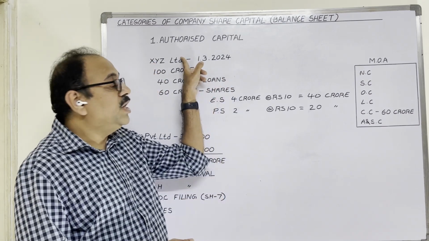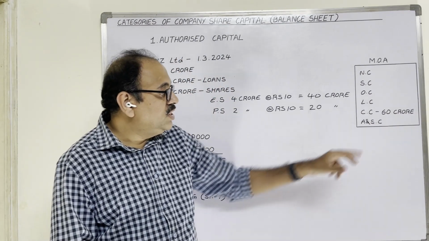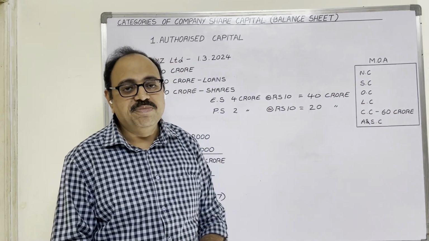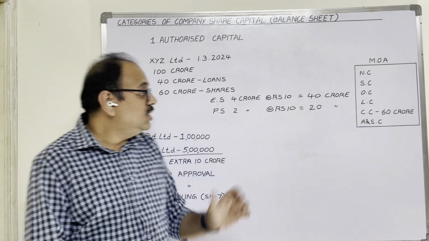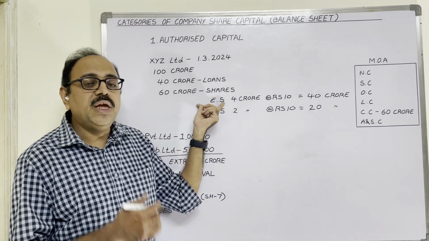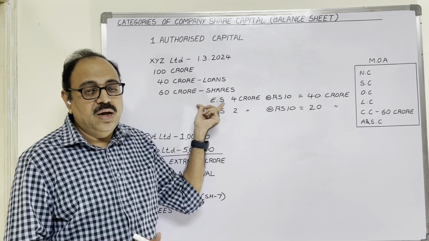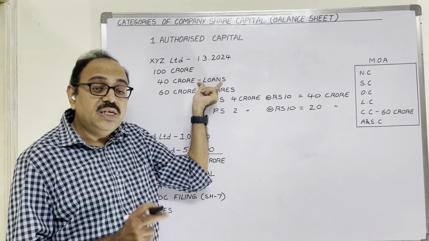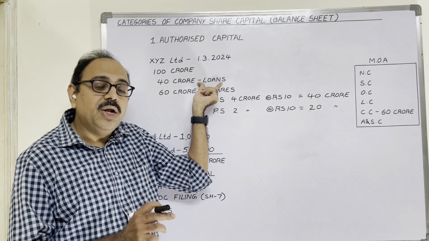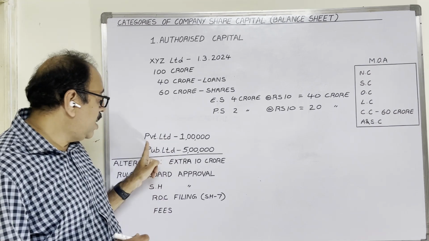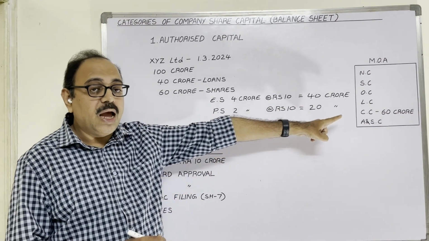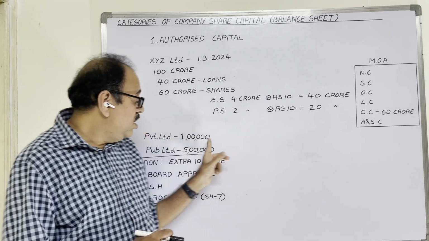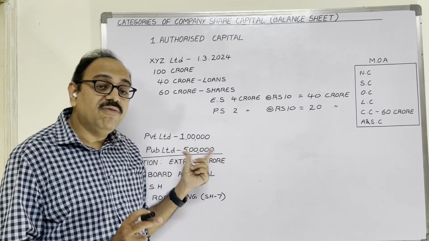So authorized capital means what? The amount which is mentioned in the capital clause of the MOA document of the company. And the authorized capital amount includes share capital. It may be equity share or preference share. And remember, the authorized capital amount doesn't include the amount which is collected by the company by taking loans. In case of a private limited company, the minimum authorized capital amount should be 1 lakh rupees. If it is a public limited company, the minimum authorized capital amount is 5 lakh rupees.